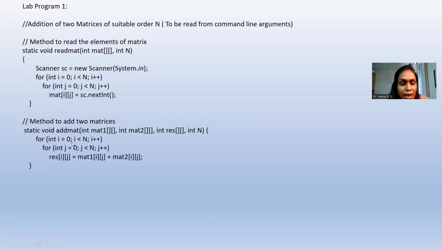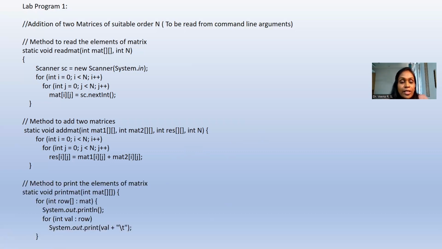And this is the logic where the addition of two matrices will happen. Again, the number of rows i equal to 0 to n. Within that, j equal to 0 to n, and matrix1 of i and j. That means the ith and jth cell value of matrix 1 will be added with the ith and jth cell of matrix 2, and that value will be stored in the respective cell of the resultant one. This is about the logic of how to add two matrices.